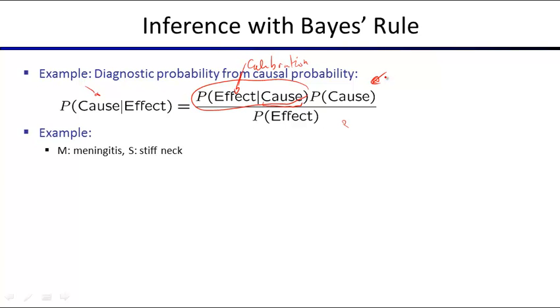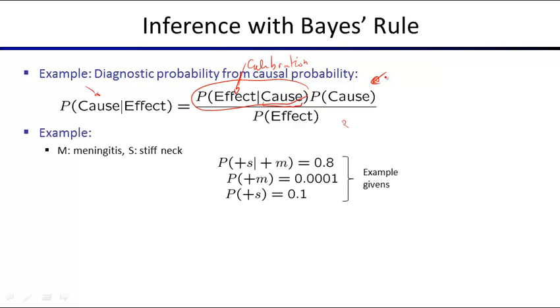Okay, so here's an example. We're interested in diagnosing somebody. Let's say we're given this model here. What's this saying? The probability of having a stiff neck, given that you have meningitis, is 80%. Probability of having meningitis is 0.0001, so pretty low. And the probability of having a stiff neck is 0.1.